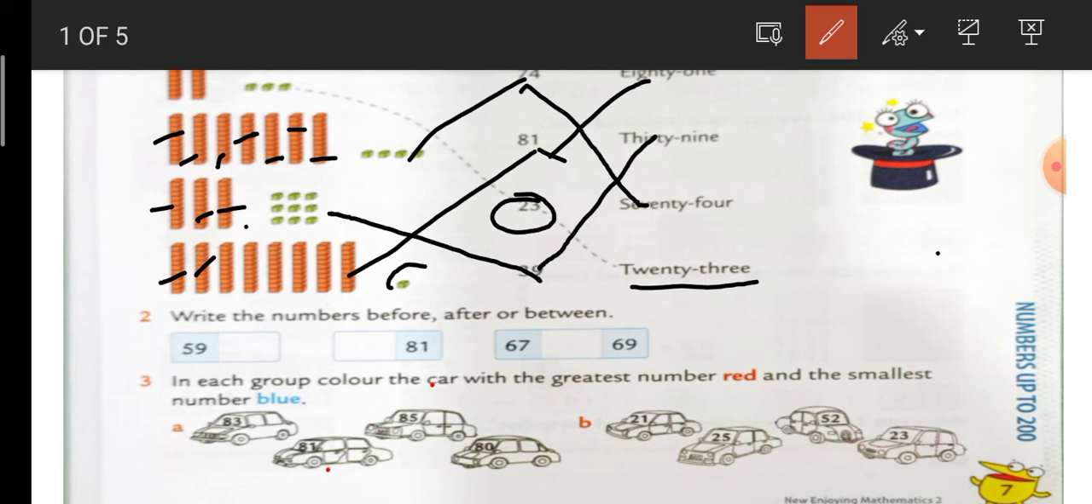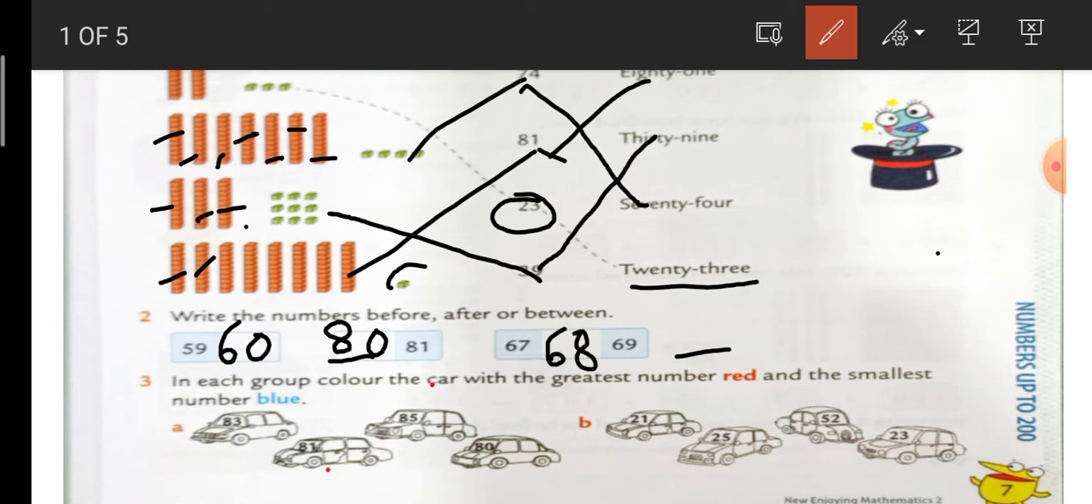Now there is a blank after 59, so I am going to write 60 over here. But over here you see there is a dash before the number, so I am going to go one number back. What will come before 81? Before 81 we have to remember that 80 comes before 81. Then this is a between number, 67 dash 69. So it will be 68.